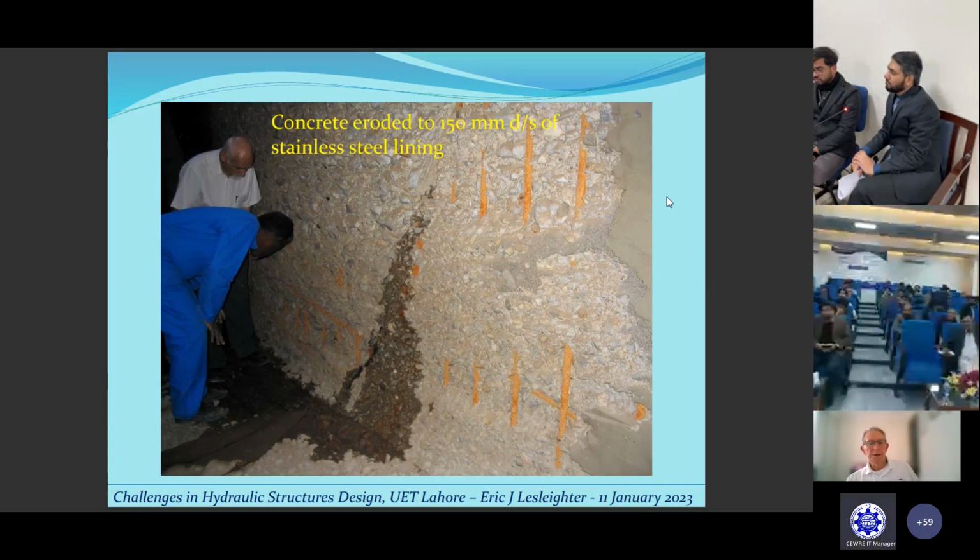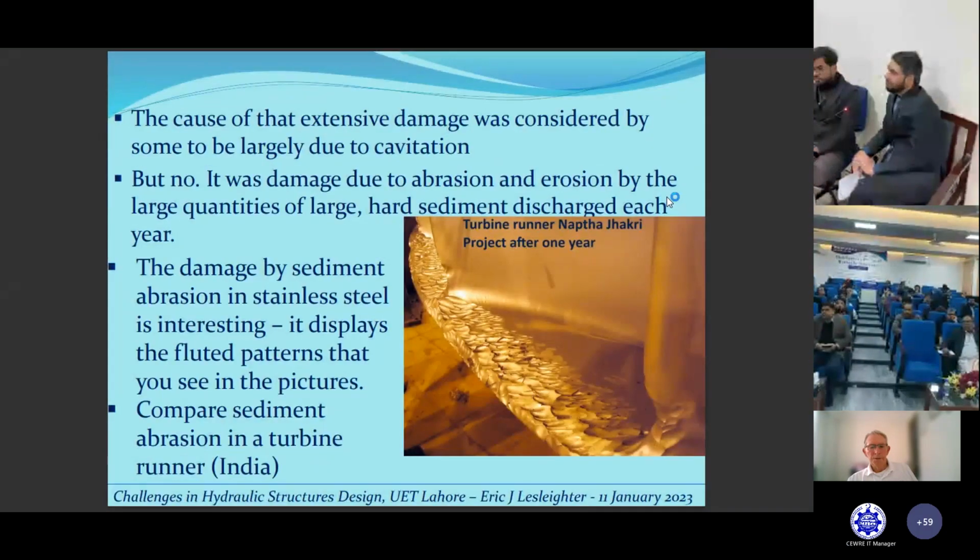The damage by sediment abrasion in stainless steel is interesting because of the fluted patterns. In this, you possibly see a picture now with the turbine runner damage. You get sediment abrasion in a turbine runner in India. Might have to click forward to find that slide, I hope. The turbine runner, a Nathpa project. Do you see the runner? You got that one? Yeah.